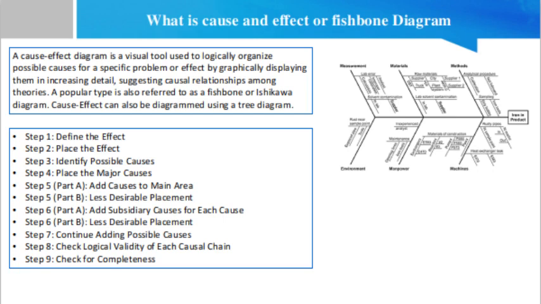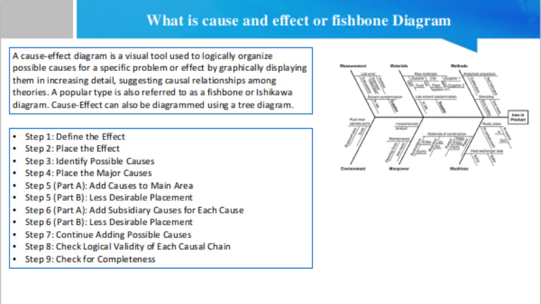Place the effect. Place the effect or symptom at the right, enclosed in a box. Draw the central spine as a thicker line pointing to it. Identify possible causes. Use brainstorming or a rational step-by-step approach to identify the possible causes. There are two possible approaches to obtaining contributions for the causes to be placed on the diagram: brainstorming and a rational step-by-step approach. The team or its leadership will need to make a choice based on an assessment of readiness.